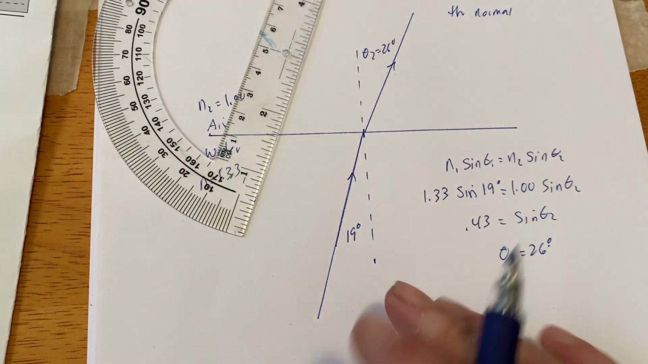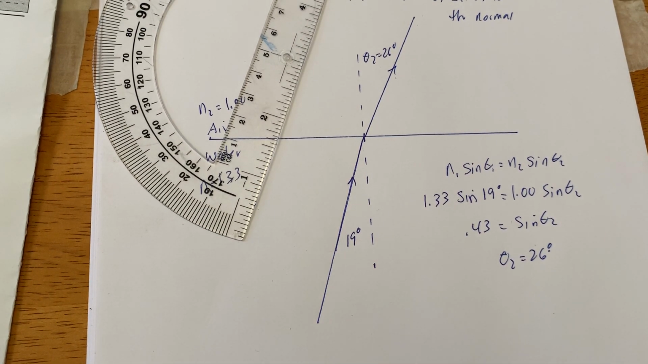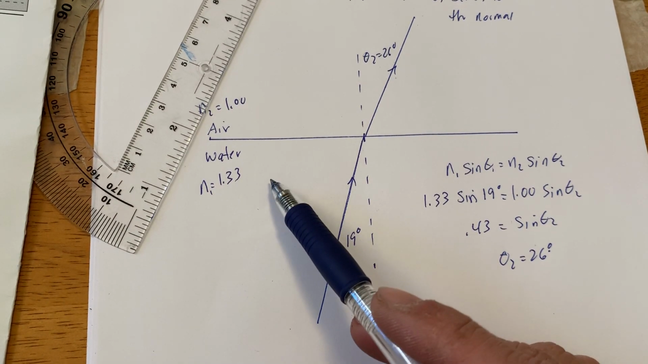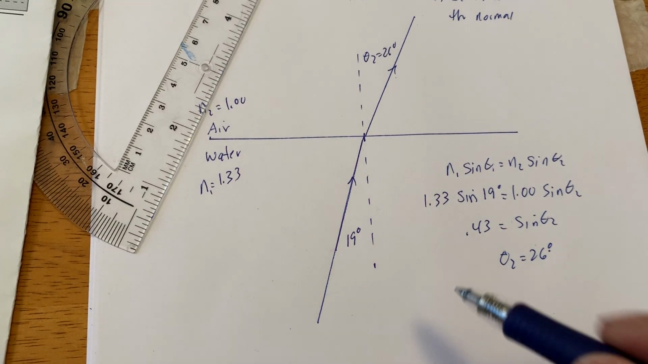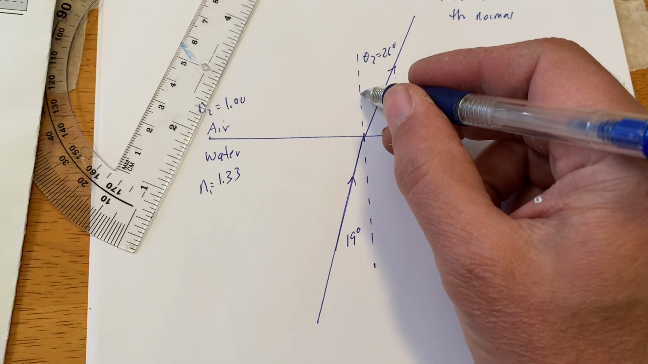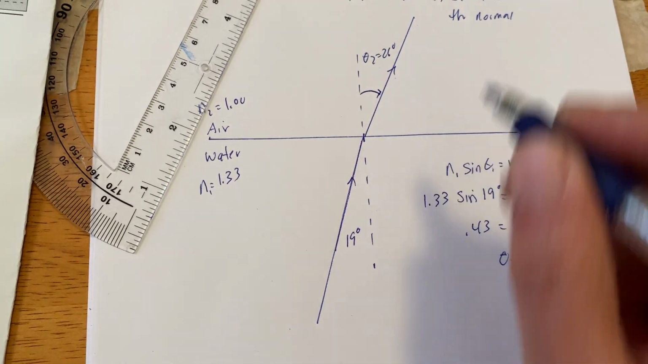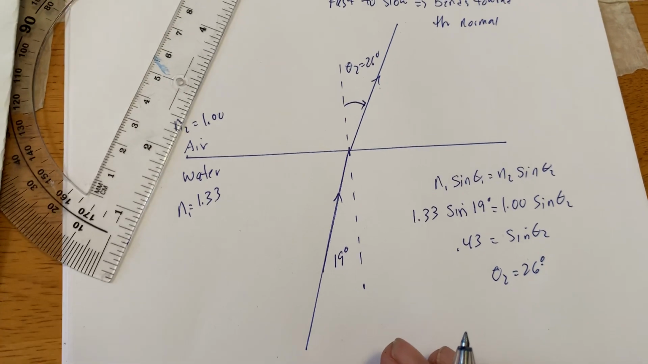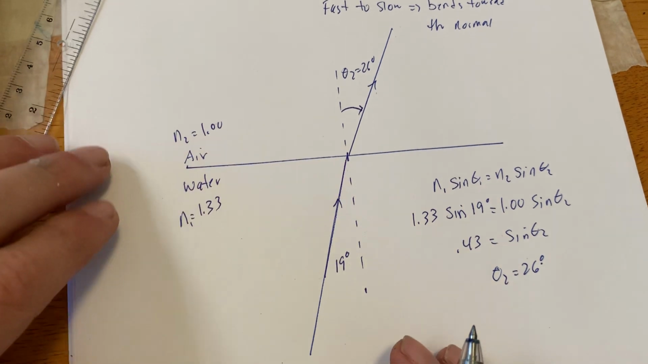So look what happened right here. I went from water to air, and it looks like I'm bending which way now? In this particular case, we're bending away from the normal. Why is that, by the way? Why is it away from the normal?